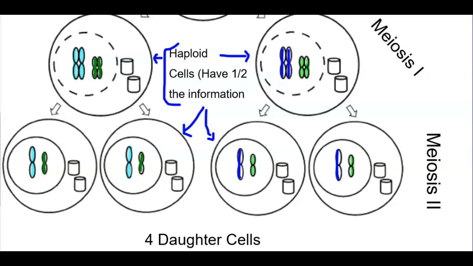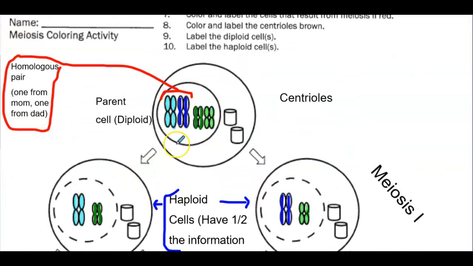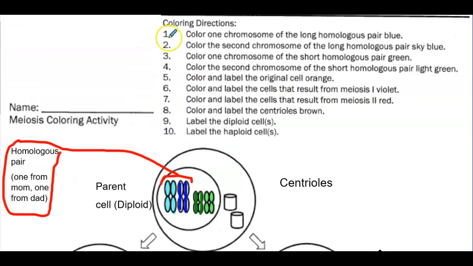Okay, so that's the most important coloring part, is to show that these 4 daughter cells at the bottom are not identical to each other, right? Some of them have dark blue info, some of them have light blue info. They are not the same. And they're very different from this guy up here we started with that had 4 different kinds of information. 4 different colors. Okay. So we have taken care of coloring our chromosomes.